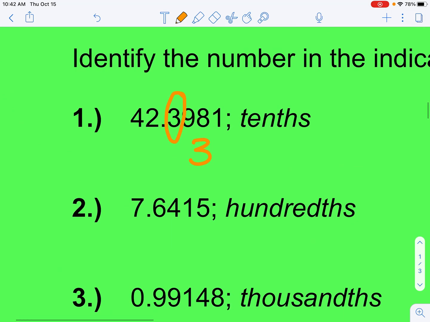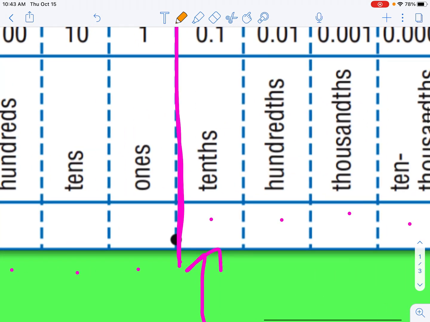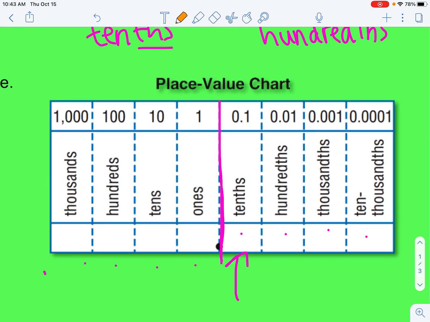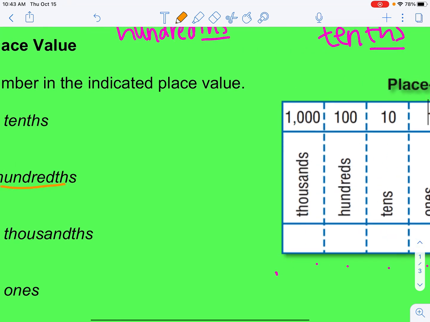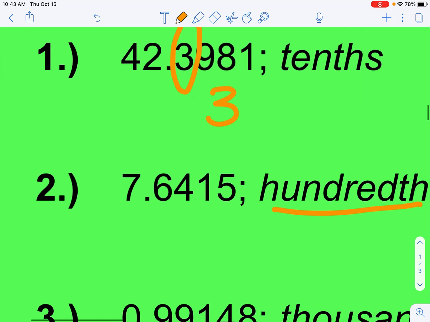Okay, now let's look at number 2. Now we have this long number and it wants the hundredths. So come over here, if you can't remember which one's hundredths, and count how many places after the decimal place hundredths is. I see it goes tenths and then hundredths, so it's the second decimal place. So that would be this 4 right here.